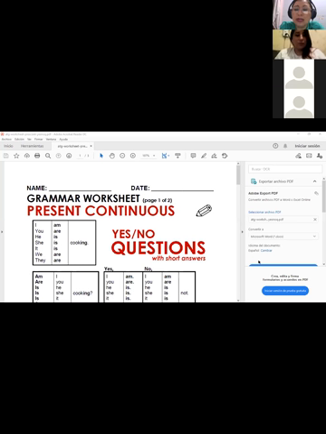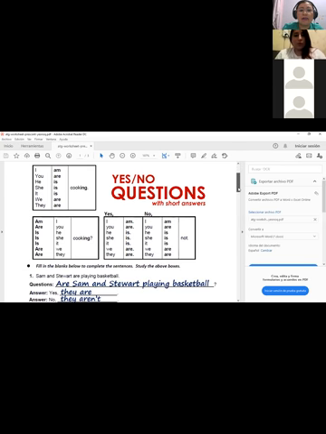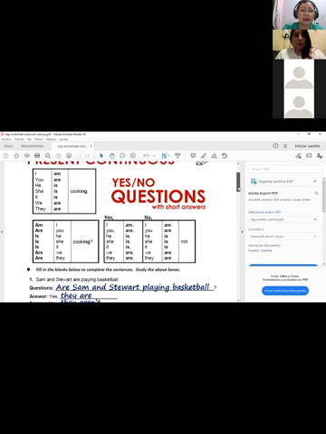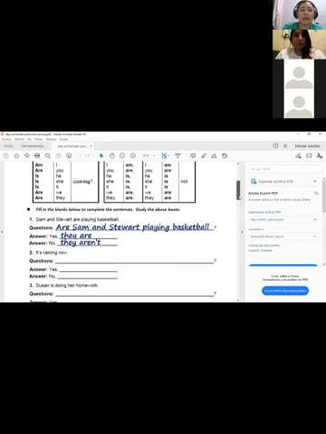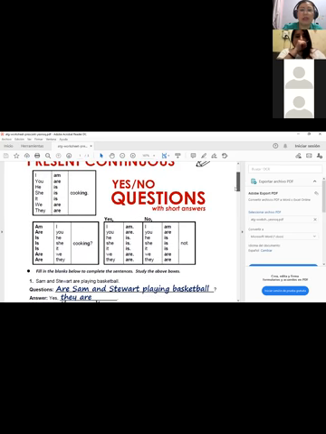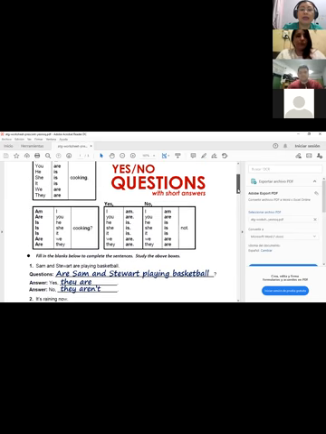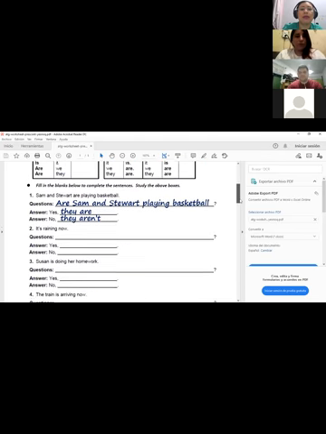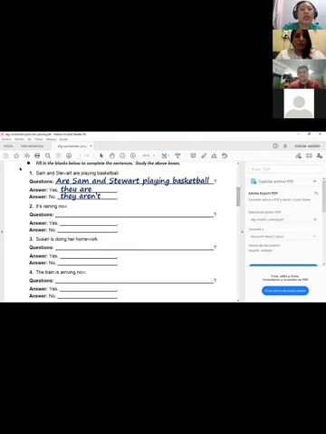As you know, the WH questions are for asking more information, right? But now you need to know that we have yes, no questions with the verb be and also with the present continuous. For example, here, Sam and Stuart are playing basketball, okay? So this is a statement with the ING or present continuous.